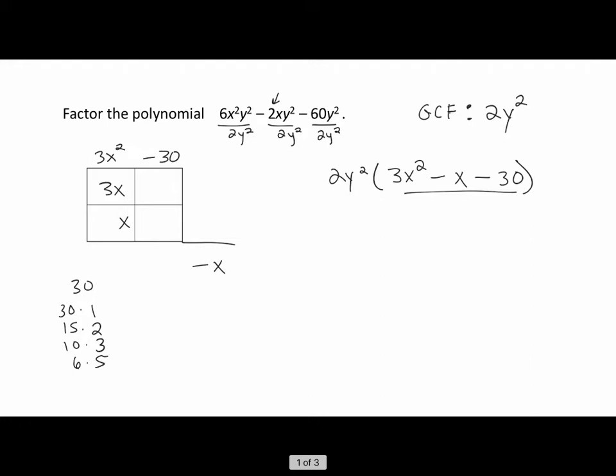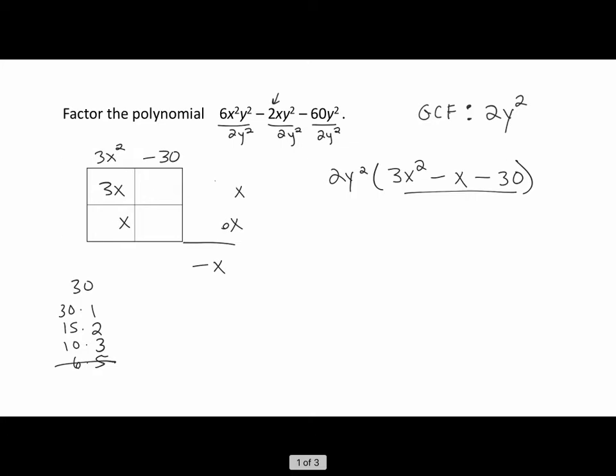30 times 1, probably not going to work. We need to add up to a 1, so I'm thinking it might be like 5 times 6. Let's see. If we multiply across, that's 15x and 6x. That's not going to work. If we switch the numbers, so if we put the 6 up here and the 5 down here, then we'll have 18 and 5. That's not going to work. So 6 and 5 are not going to cut it.